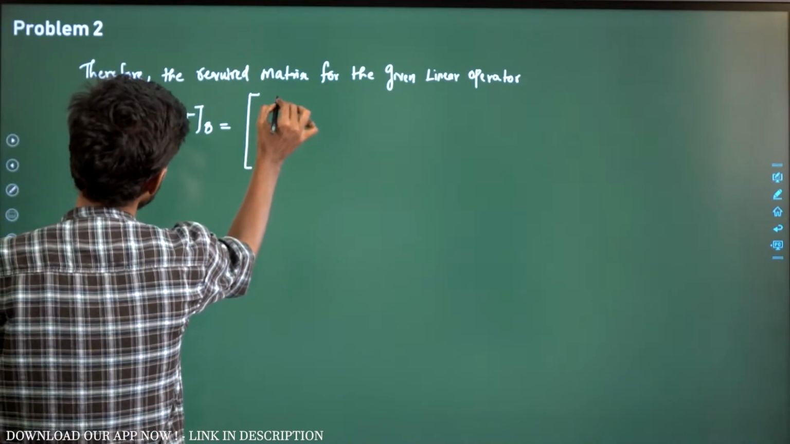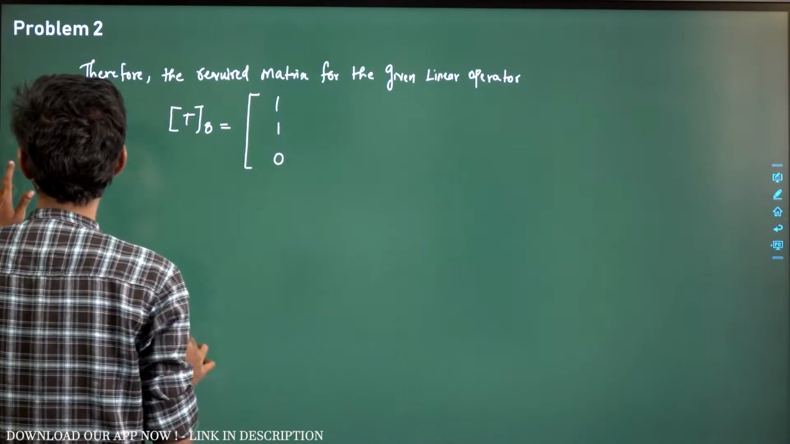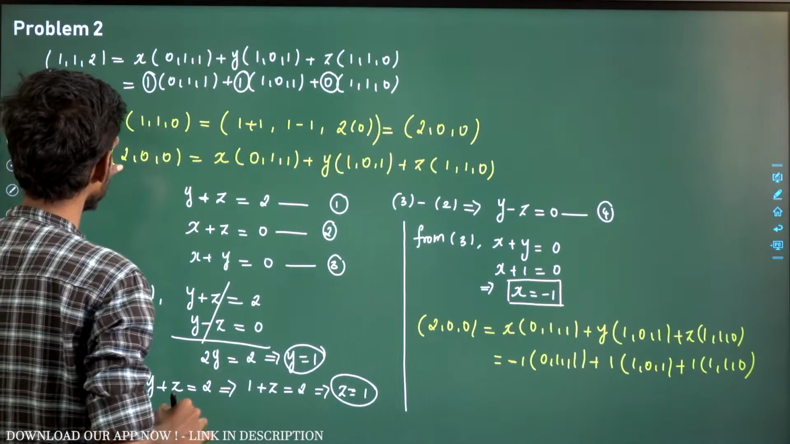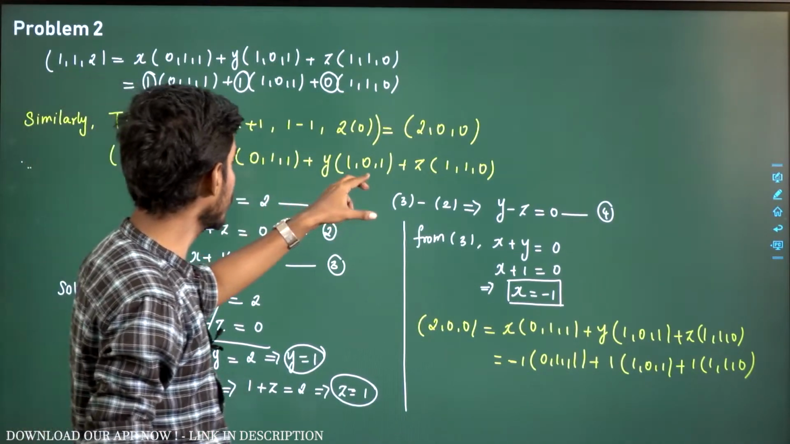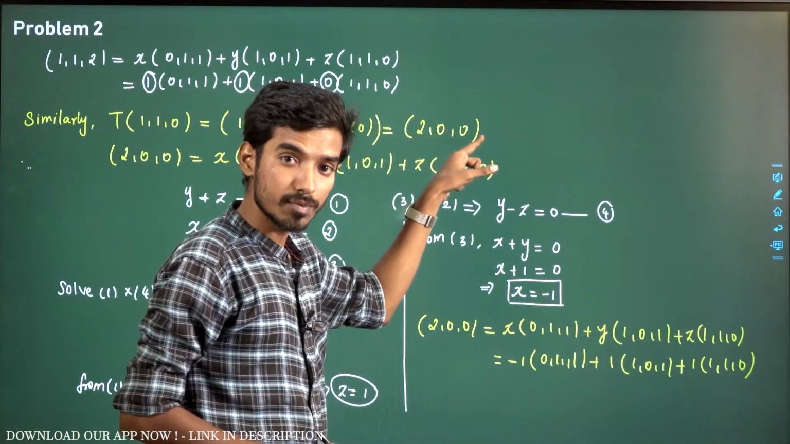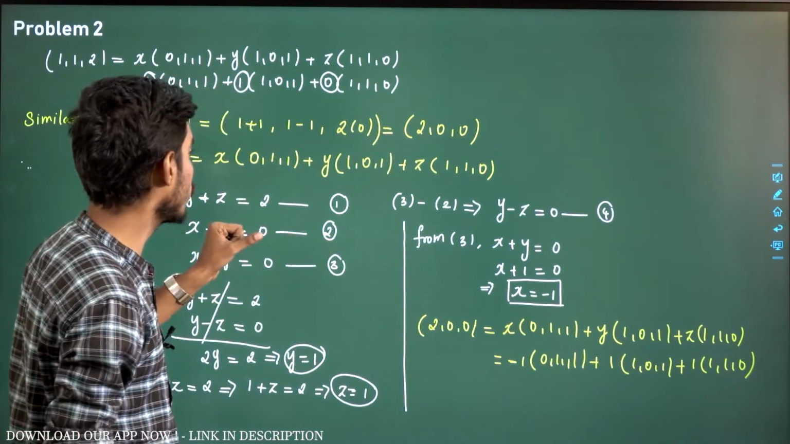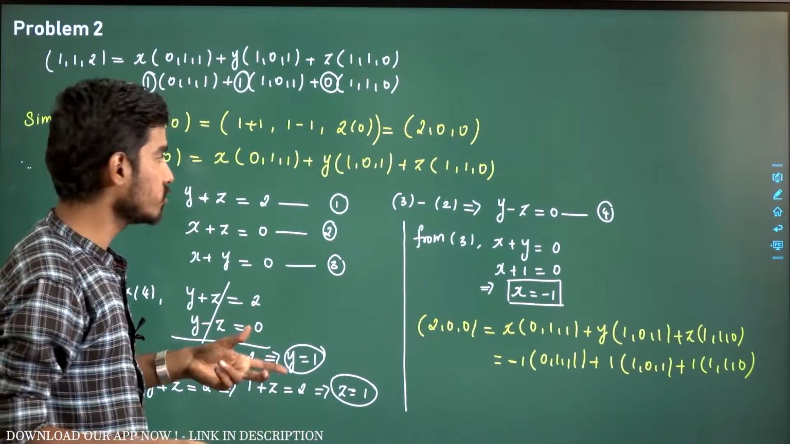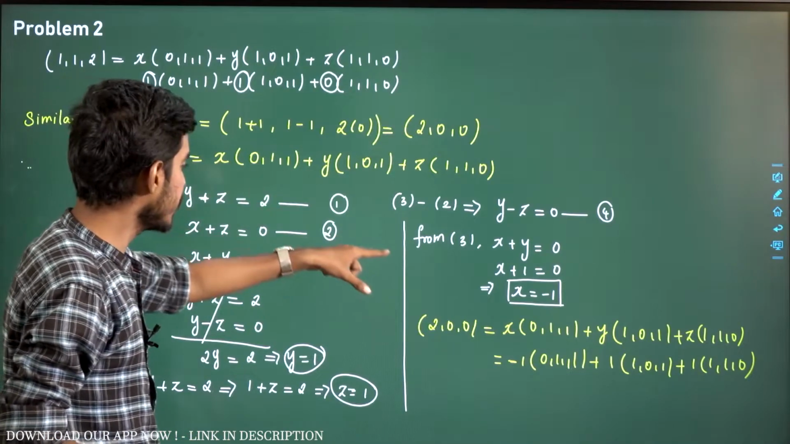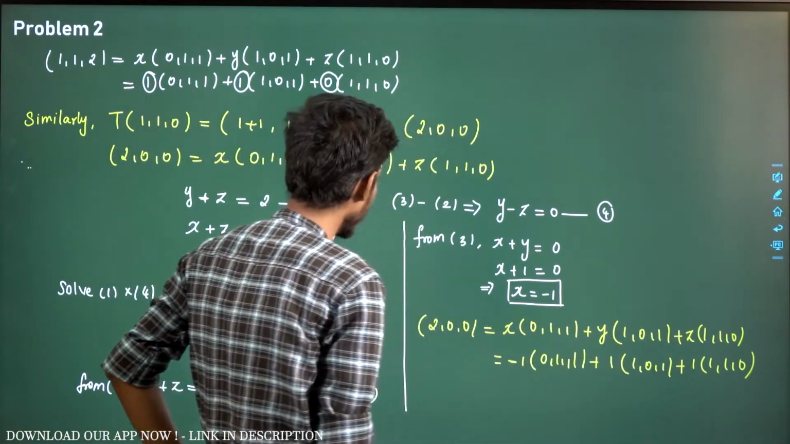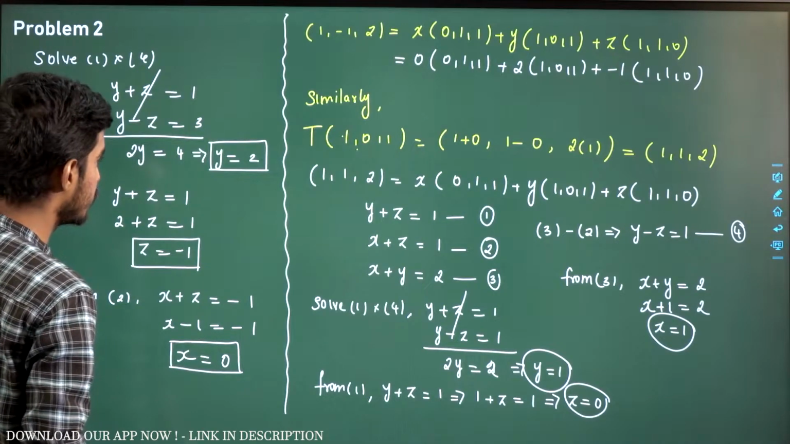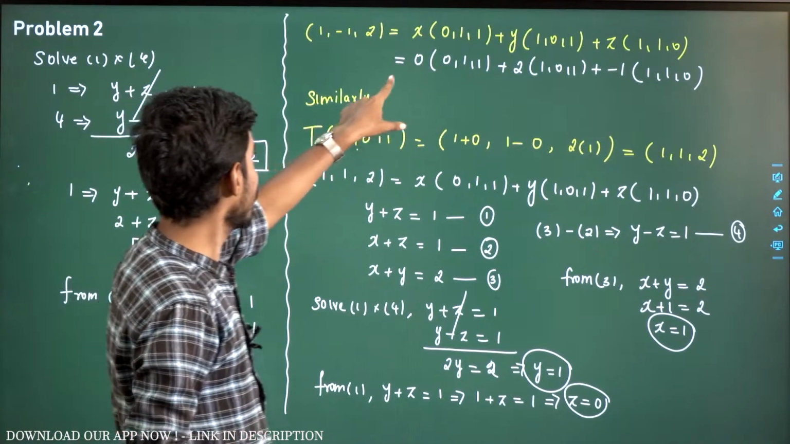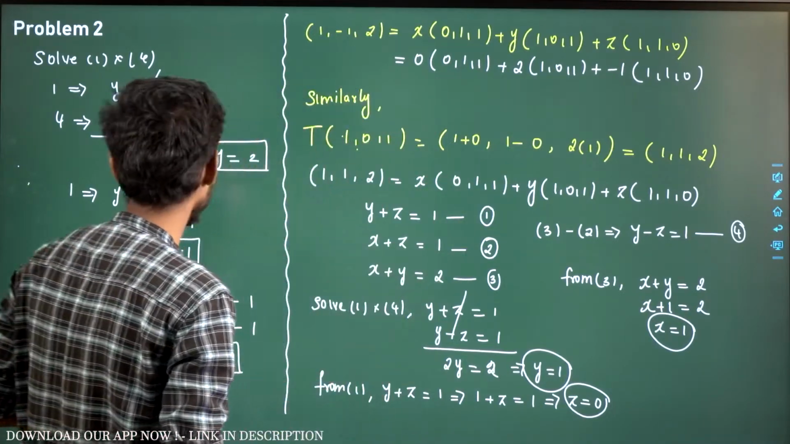So 1, 1, 0. And what is the second column? For second column, we need to input the second element in the basis of domain space. Output is 2, 0, 0. You need to express this 2, 0, 0 as elements of the basis of codomain space. So x, y, z is minus 1, 1. Sorry, this is third input, right? Okay, sorry. The first input vector is 0, 2, minus 1, right?